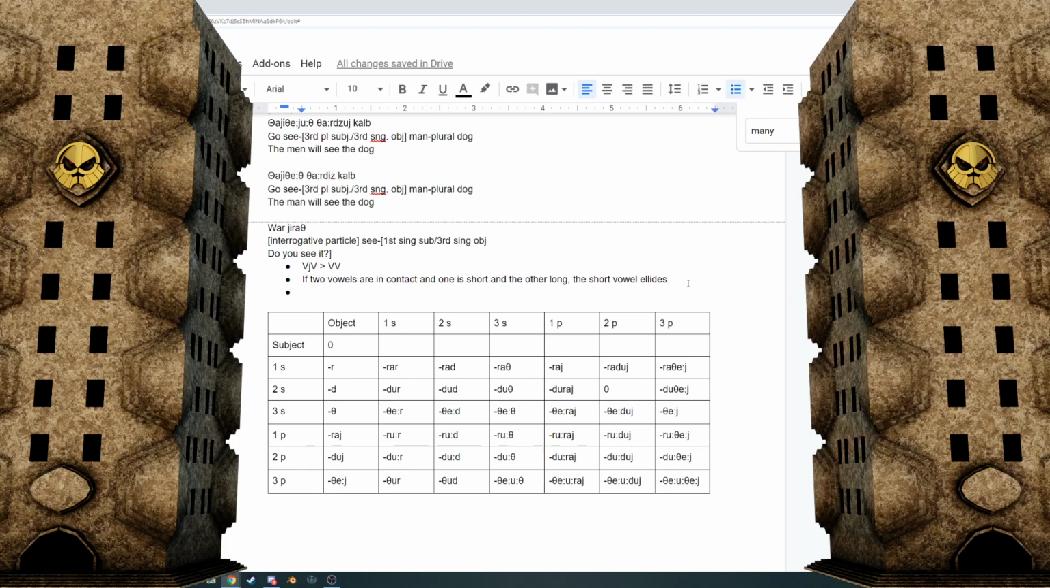So, 2 long vowels in contact. Diphthongize and lose one character. Diphthongize, diphthong, whatever. So this is just going to become thur instead of theur. You. Become a you. There. Come on.